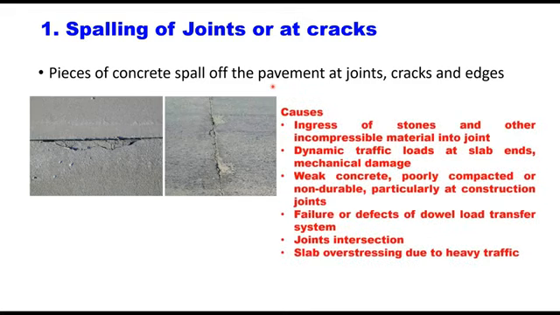Various causes of spalling are ingress of stones and other incompressible materials into the joint, dynamic traffic loads at slab ends, mechanical damage of the joints, weak concrete, poorly compacted or non-durable concrete, particularly at construction joints, failure or defects of dowel bar transfer system, joint intersections, or slab overstressing due to heavy traffic. The main cause of spalling is poor performance of joints.